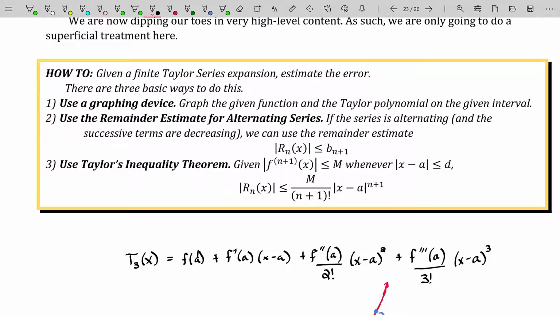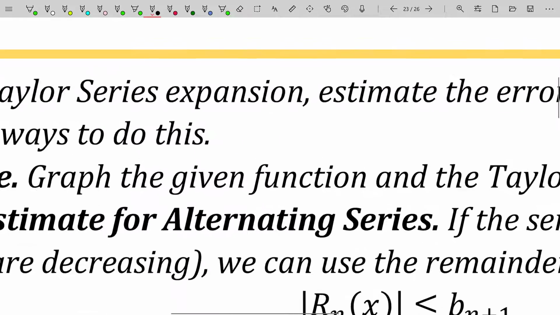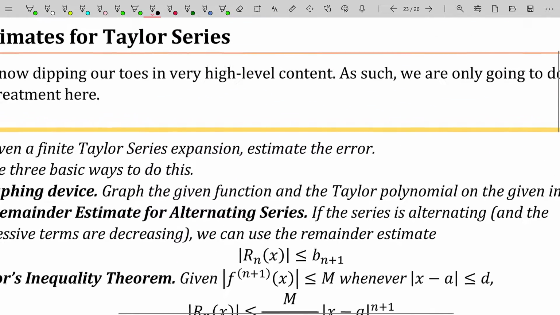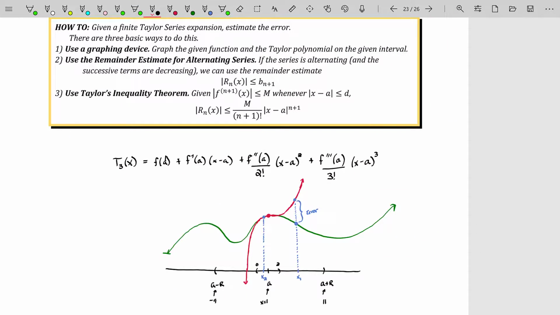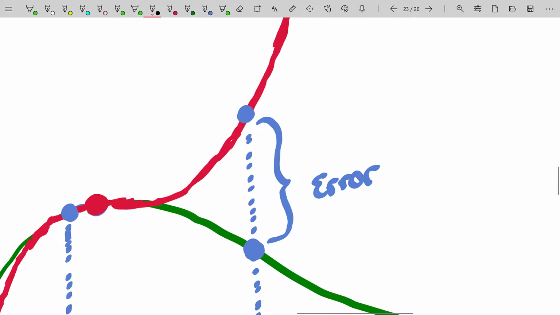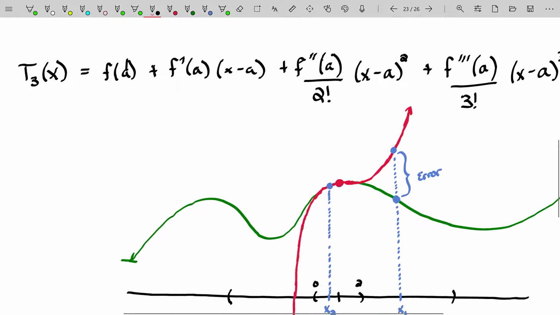And there are 3 basic ways of doing this. The first is really not a way that you're going to do this unless you're possibly in a numerical analysis course in upper division, when you're first really learning the big theory behind the scenes. You use some type of graphing technology. You would graph the given function and your Taylor polynomial expansion on the given interval, and then compare the graphs, kind of like what I did here, where I wrote down what that error is right there.